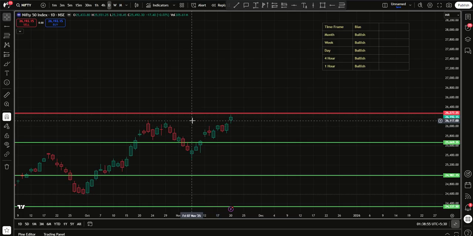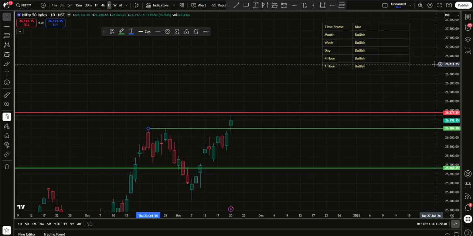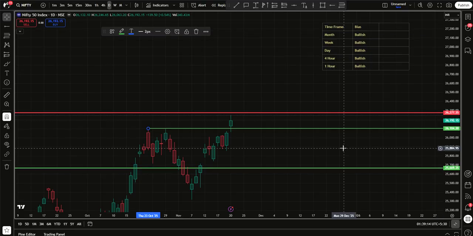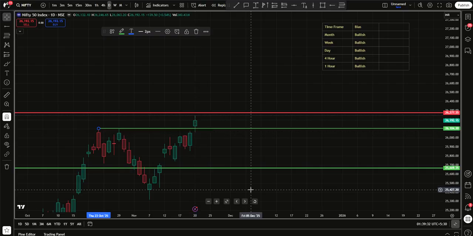Do we have any levels? Yes, we do. This high has been taken, so there could be a retest of this high. Let me mark it up in 2 pixel. So there could be very well a retest of this level, and that level is 26,105. Are there any other major levels here? Yes, there is indeed. There's a fair value gap that's created here. So the low of today's candle and the high of day before yesterday's candle could be important levels.